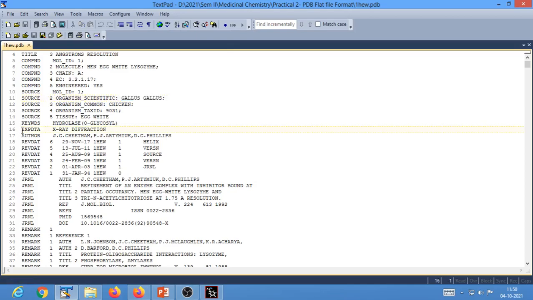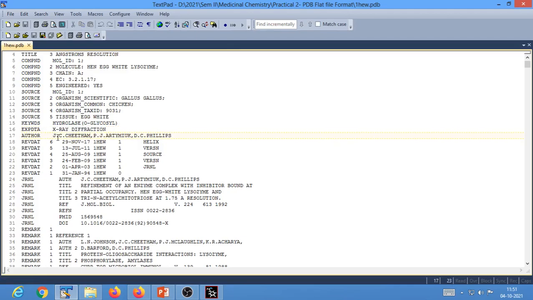Then there is, if the line begins with this keyword, it is used for telling the user what experimental method was used to obtain the structural data of this protein. This particular protein was solved using the technique called X-ray diffraction. There are other techniques like NMR by which the structure of a protein can be determined, but this particular protein was solved using the experimental technique called X-ray diffraction.